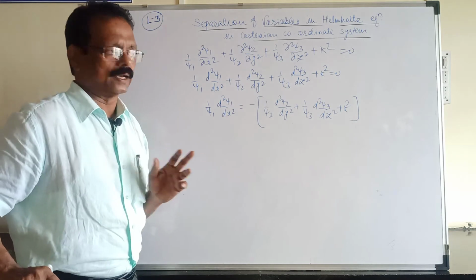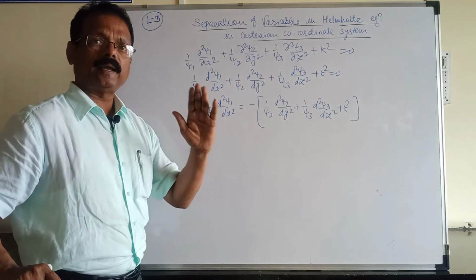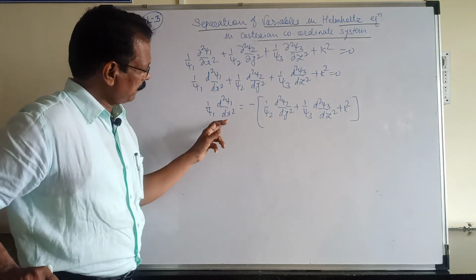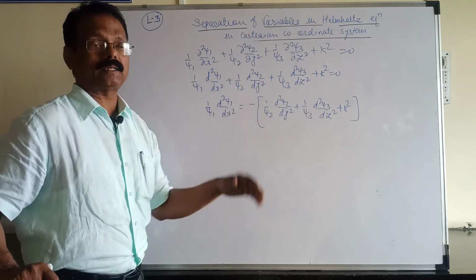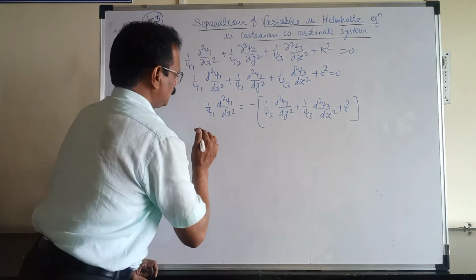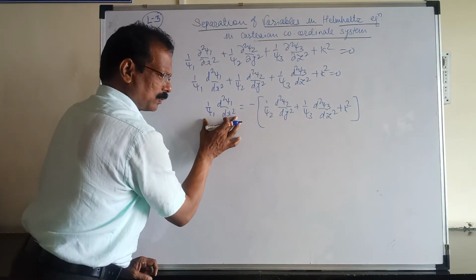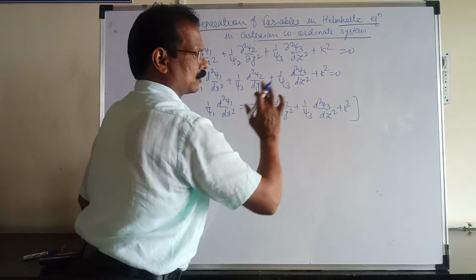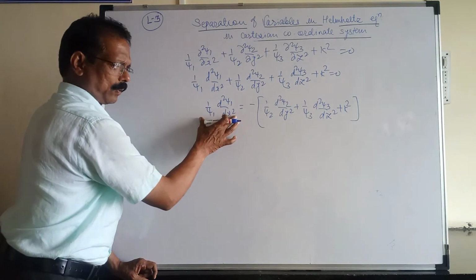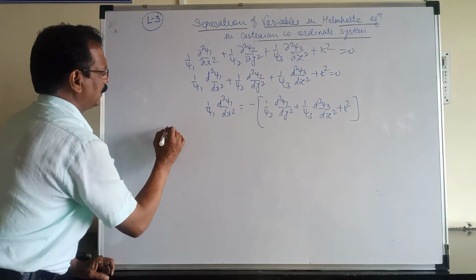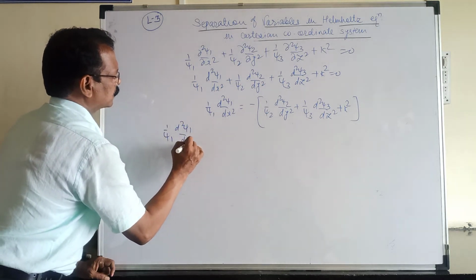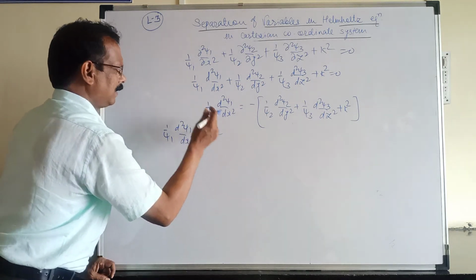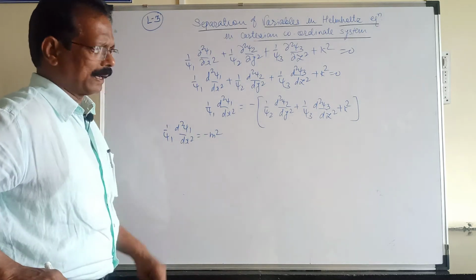Okay, so after this equation, the left hand side is completely dependent on x only, while the right hand side depends on y and z. So this equation is true only if both sides are equal to some constant, say minus m square. So this is equal to minus m square and this is also equal to minus m square. First we calculate this. So we can write 1 upon psi 1 d2 psi 1 by dx square is equal to minus m square. It is a constant, equal to minus m square.